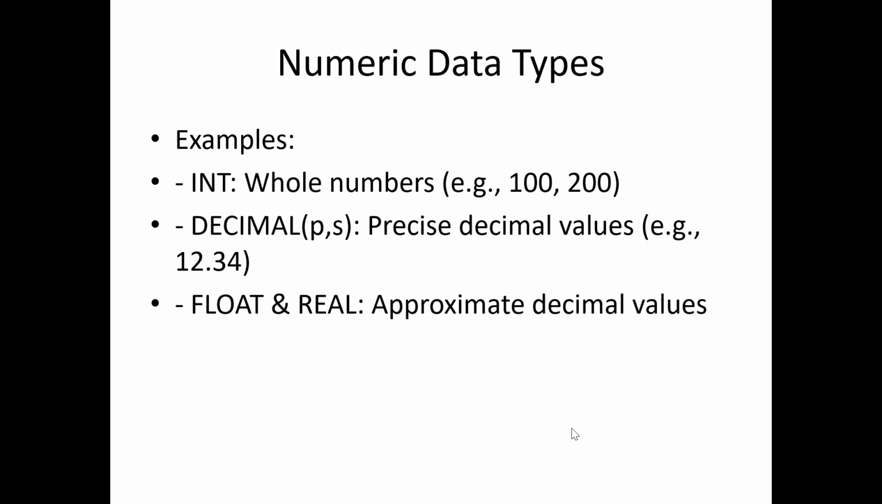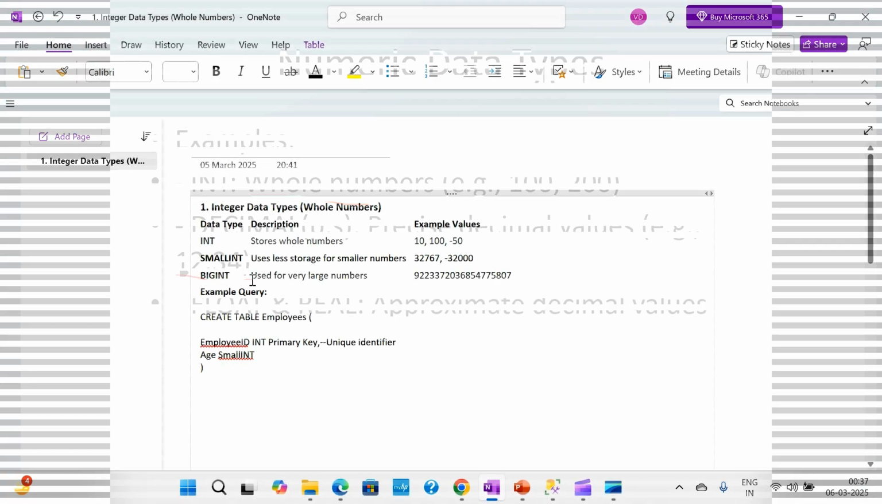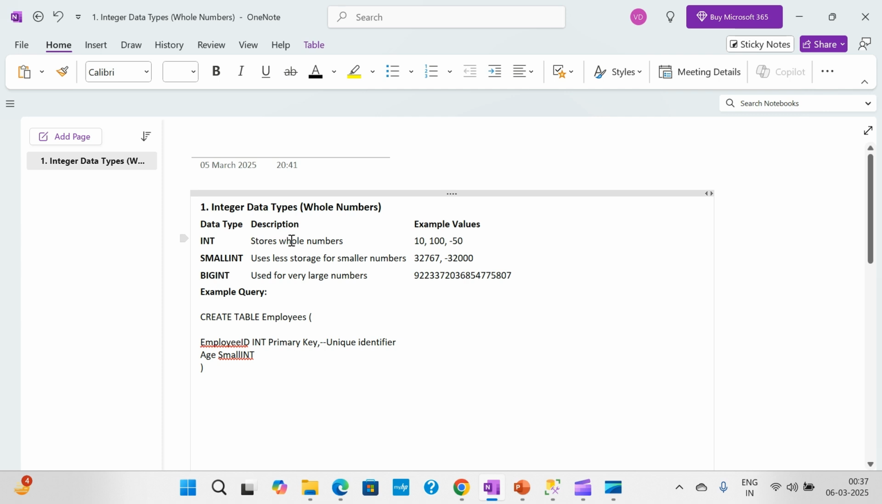First is the numeric data type. Numeric data types are used to store numbers. They are further divided into two types: integer type for whole numbers, and decimal type for numbers with a decimal value. Let's go over commonly used numeric data types. So INT stores whole numbers, for example 10, 100, minus 50, minus 100, etc. SMALLINT uses less storage for smaller numbers, like 32767 to minus 32768.